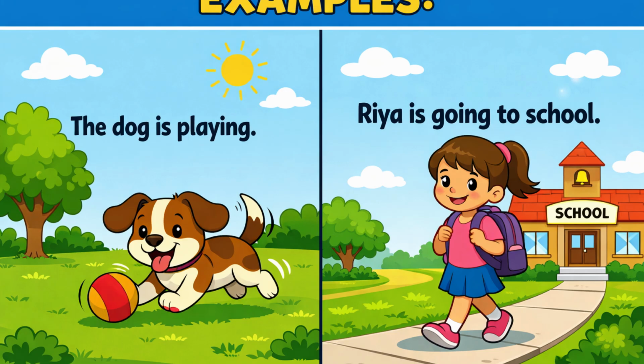Listen carefully. The dog is playing. Ria is going to school. Can you find the nouns? Dog, Ria, and school all are nouns.